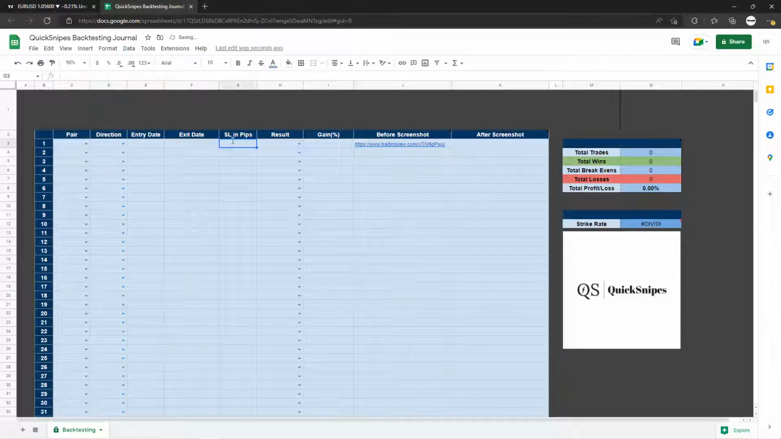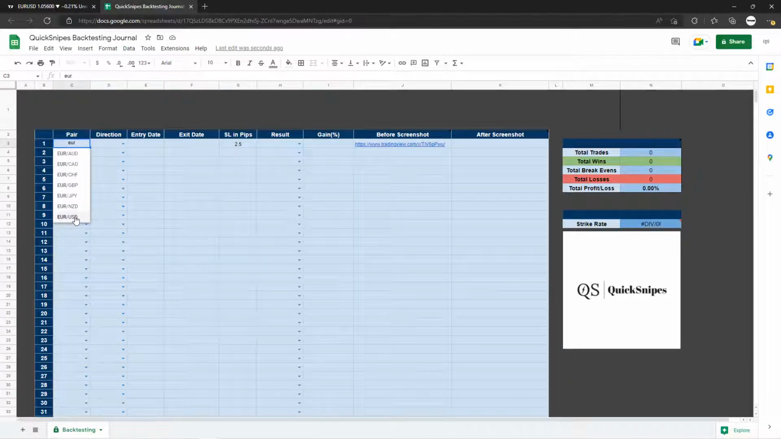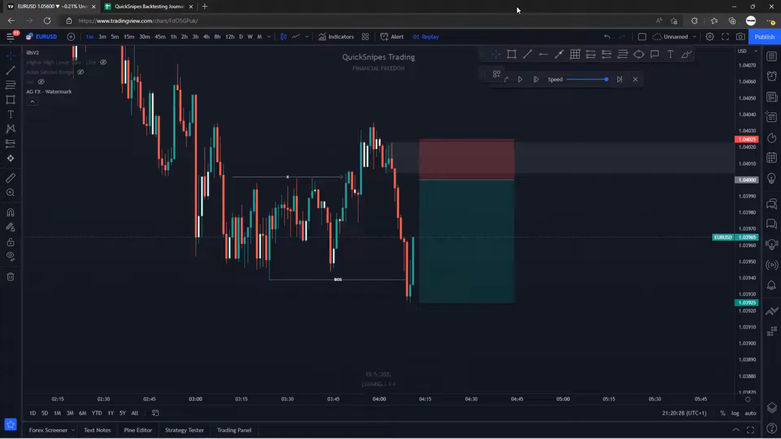What I don't like is the risk to reward. It's only 3. We like to target higher, but if it's a high probability trade, you'd rather take a high probability trade with a low risk to reward than a low probability trade with a high risk to reward. Okay, let's play this out.